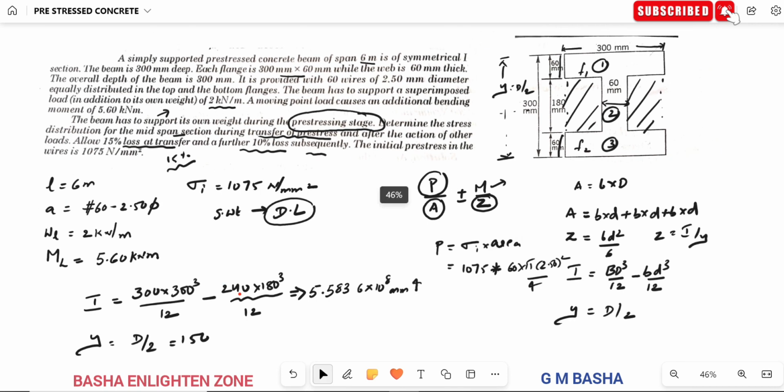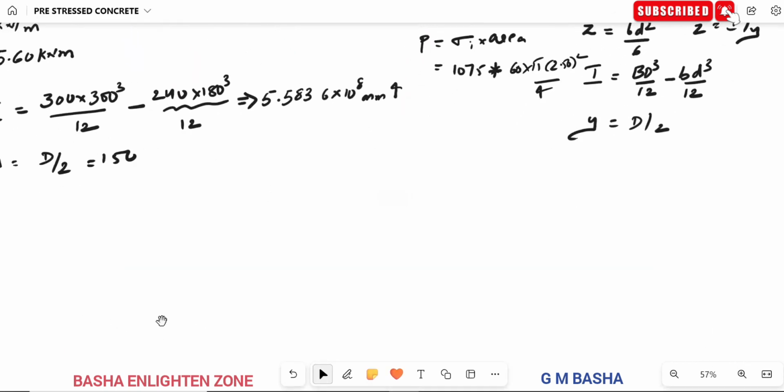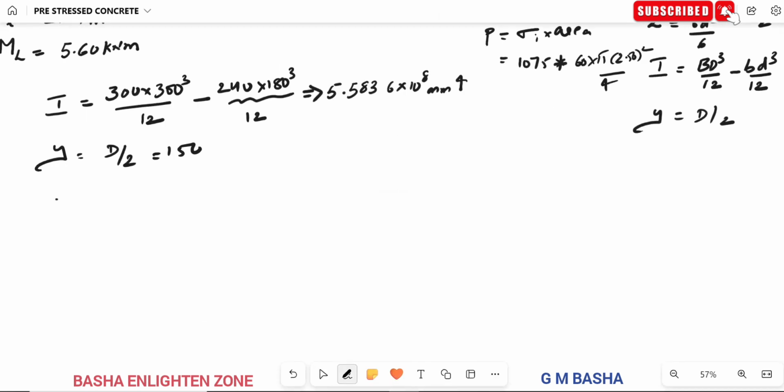So finally how much will you get Z value? Z value will be equal to I by y, that is 5.583 into 10 to the power of 8 mm power 4 by 150 mm. So the section modulus Z value in terms of mm cube, if you simplify, you will get around 3722400 mm cube.